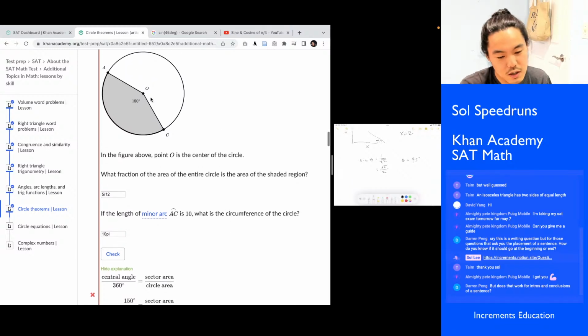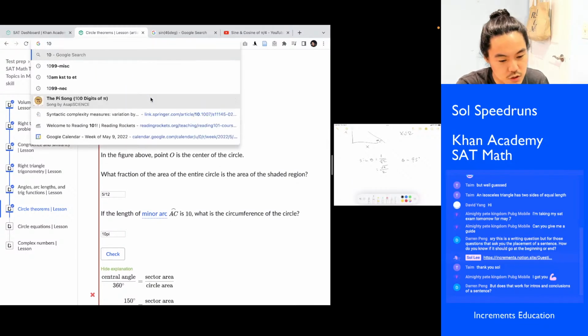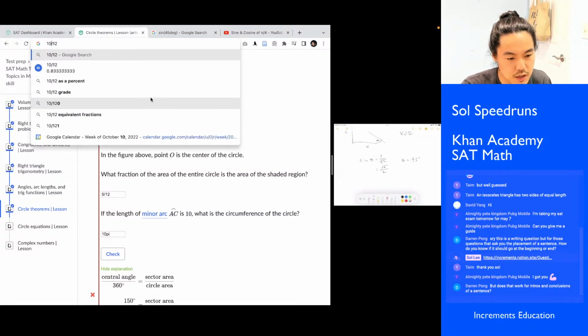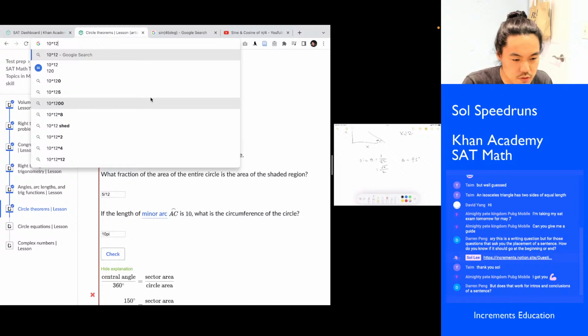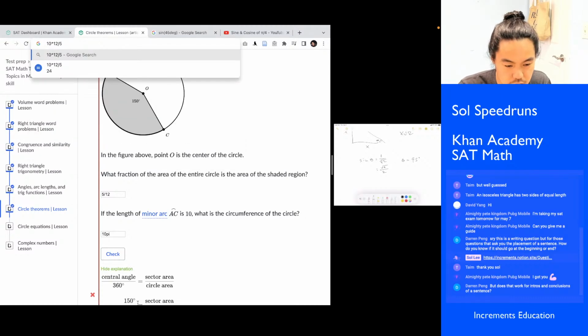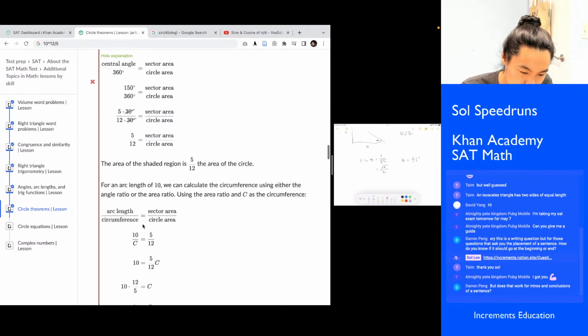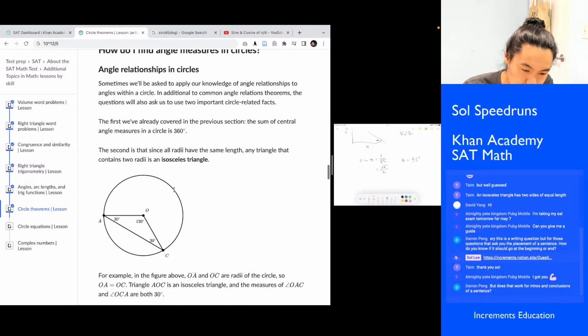So obviously if it's 10, then you want to get 15. And then I said 5 12s, right? 5 12s. So times 12 divided by 5. So that's 24. Yeah, so that's how you get 24. Okay. Got it.